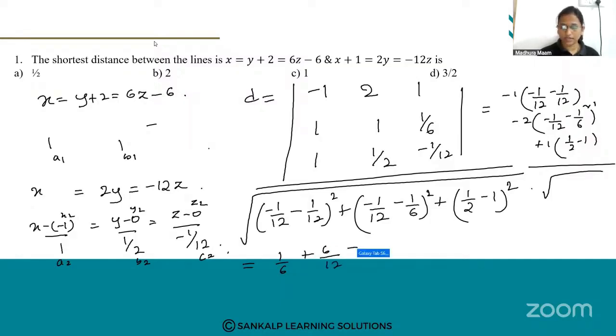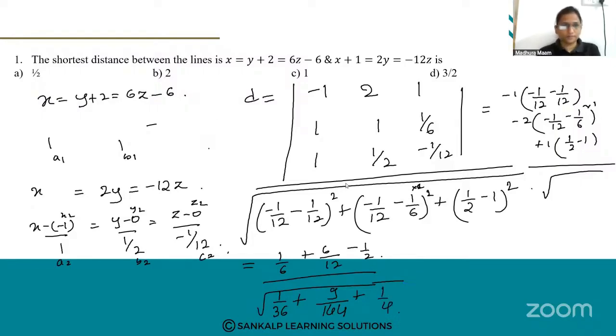This is minus 1, correct? And what I'll get here? This is minus 2 by 12, that is 1 by 6. Square becomes 1 by 36. This is into 2. The LCM is 3, and this is 9. This is 1. Correct? So 4, 36, 144. LCM should be 144.